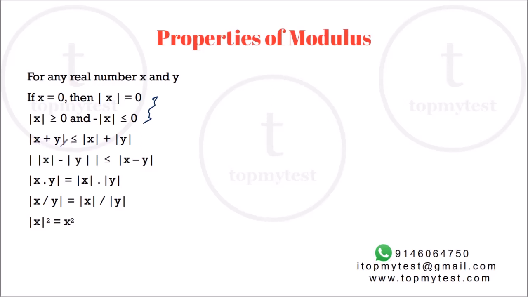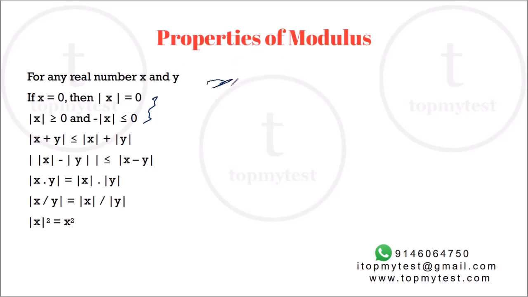So if both x and y are positive, then mod of x plus y will be equal to modulus of x plus modulus of y. Or if both of them are negative, in that case also modulus of x plus y will be equal to modulus of x plus modulus of y. If the two of them are of different signs, you will get a value which is lesser. You can prove this pretty easily taking a few examples.